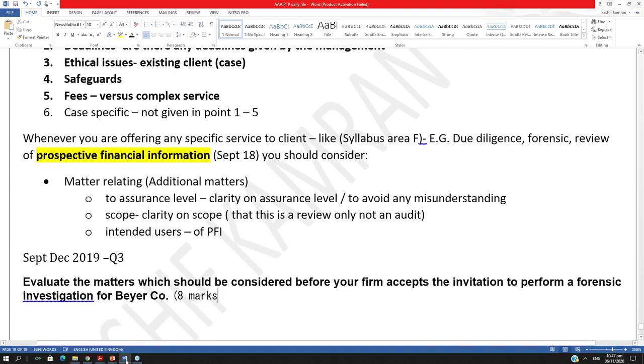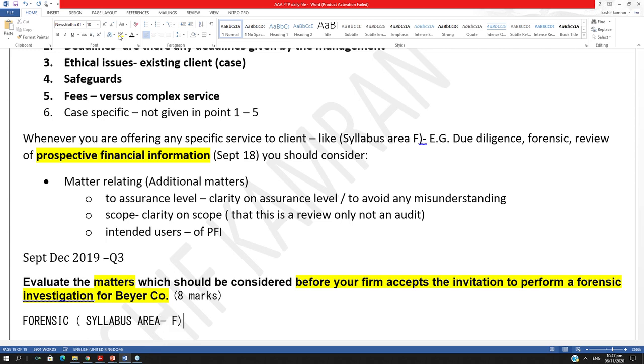And the examiner is giving us 8 marks. Matters before you accept the invitation to perform investigation for Bayer. When you read the case, you will get to know Bayer is your existing client, and Bayer, being your existing client, wants you to perform a forensic investigation service. So do you believe a forensic investigation service is something covered in the syllabus area F?